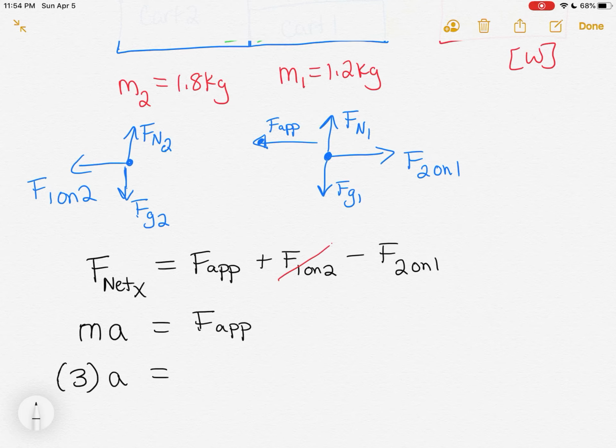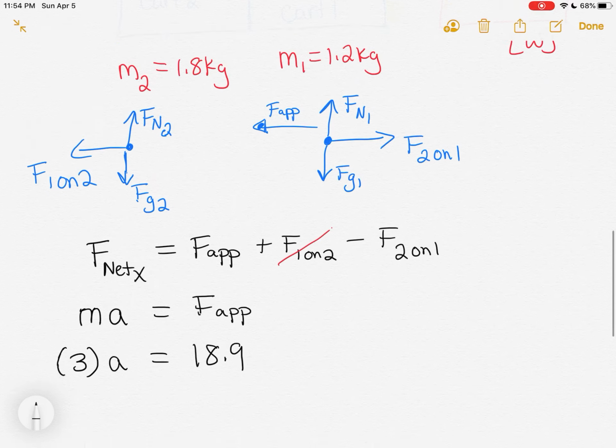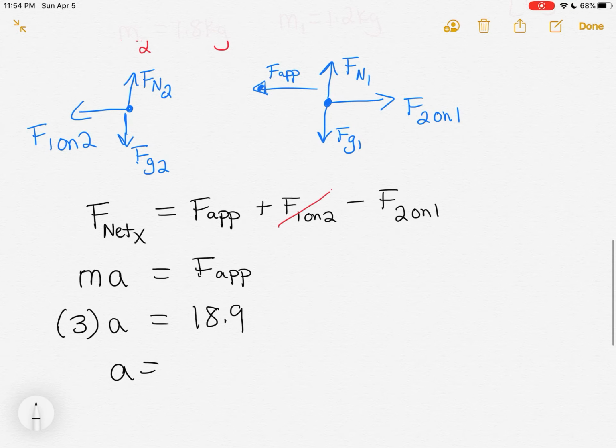And we're looking for our acceleration. And our applied force was 18.9 newtons. So then our acceleration is 18.9 divided by 3. So we're looking at an acceleration of 6.3 meters per second squared. And we're traveling to the west there.